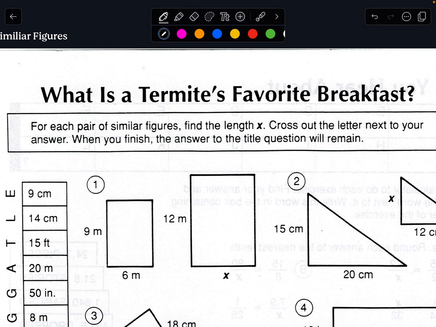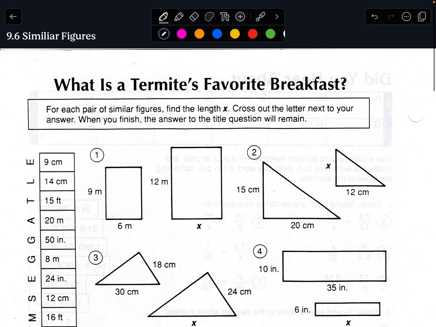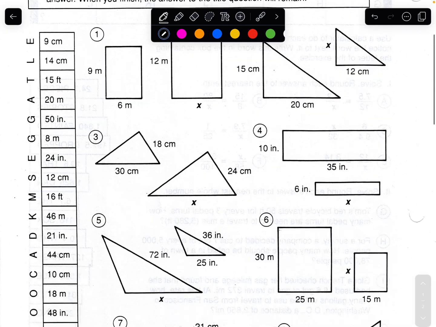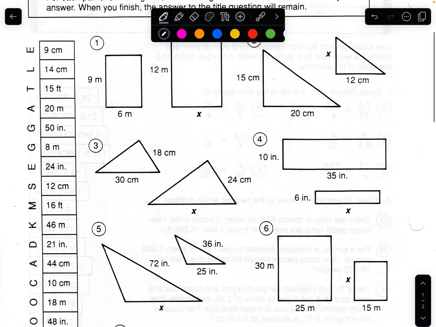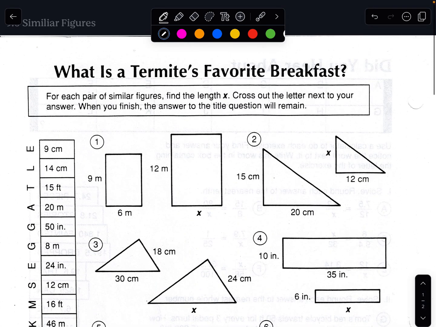I am out today. I'm still off at my friend's wedding. So I just wanted to remind you of what we did on Friday and get you started on this worksheet for today. It's another one of those little riddles. What is a termite's favorite breakfast? We will figure out the answer from solving the problems.